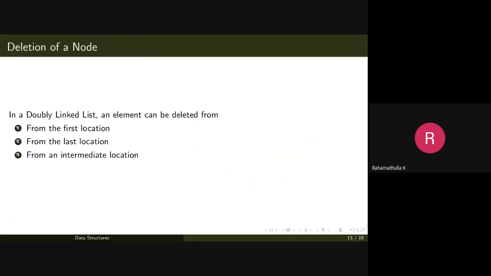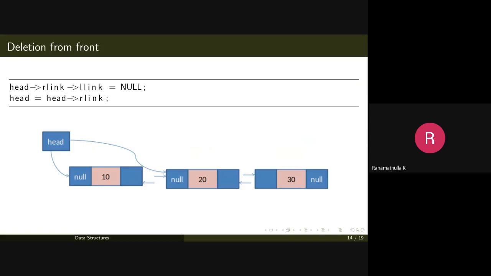Coming to the deletion of a node in a doubly linked list, we will see algorithms for deleting the first node, the last node, or a node from any intermediate location. In order to delete the first node from the doubly linked list, it's very easy. You just change your head pointer to point to the next node. That's it. Previously, head was pointing to this node. Now you change your pointer such that it is pointing back.